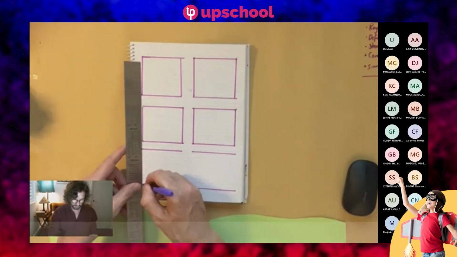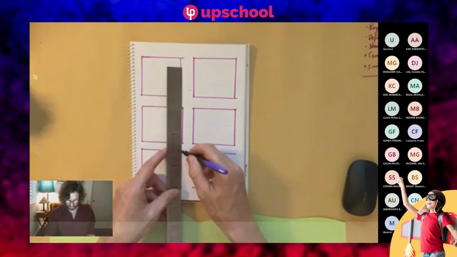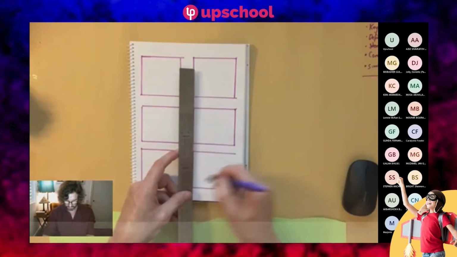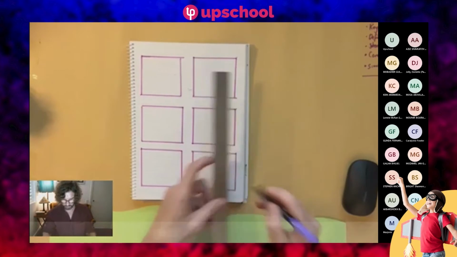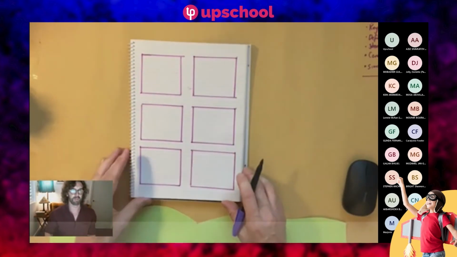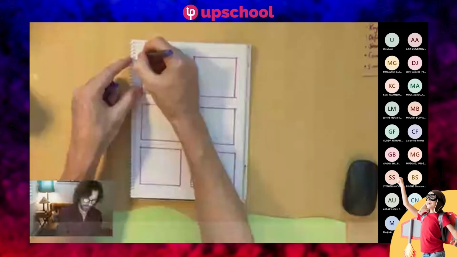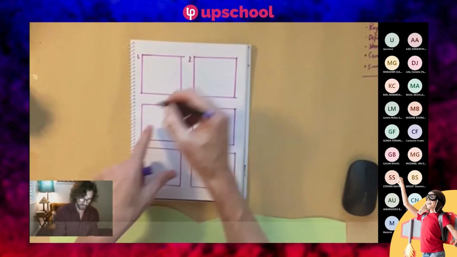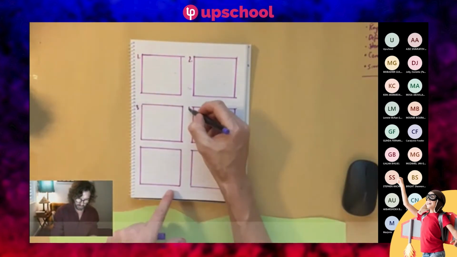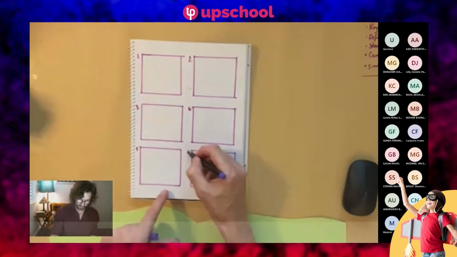Got our 6 boxes. Now, I'll give you a minute, don't worry, to do this, because I know you might be a bit slower than me. So I've got 6 boxes just like that in my book. If you can do that now, that would be amazing. I'm just actually going to put a number next to each of these so I know what order they're coming in. 1, 2, 3, 4, 5, 6.